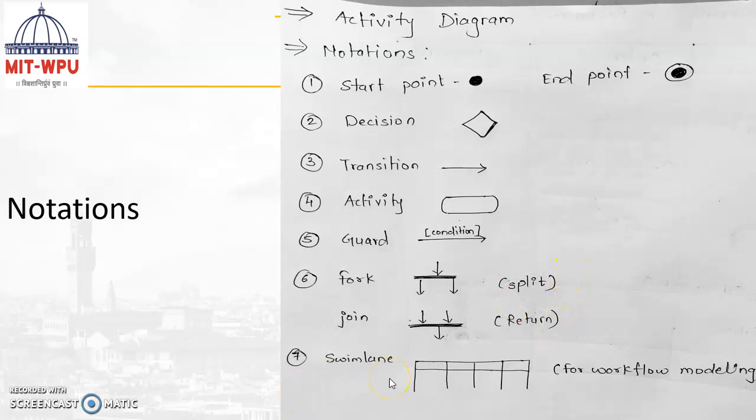The most important part of an activity diagram is a swim lane. The meaning of swim lane is that we can use it for workflow modeling. Workflow modeling means we are trying to collect the activities performed by a single class or a single object. So the swim lane is a similar kind of activity collection. Or else we can partition the different activities with different objects or different classes.